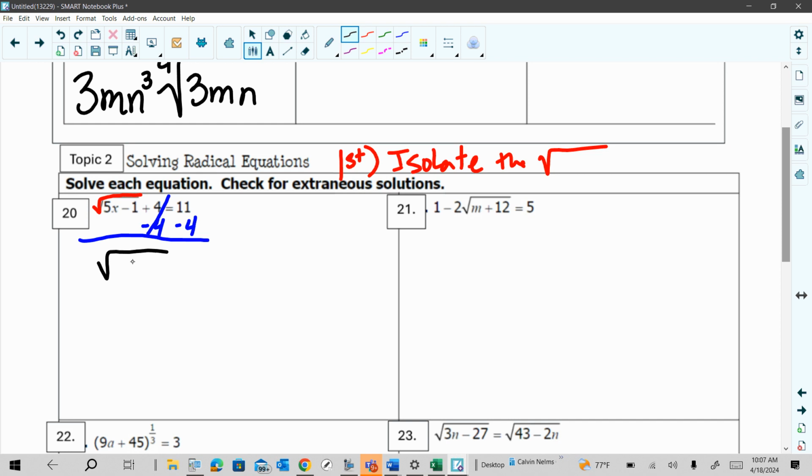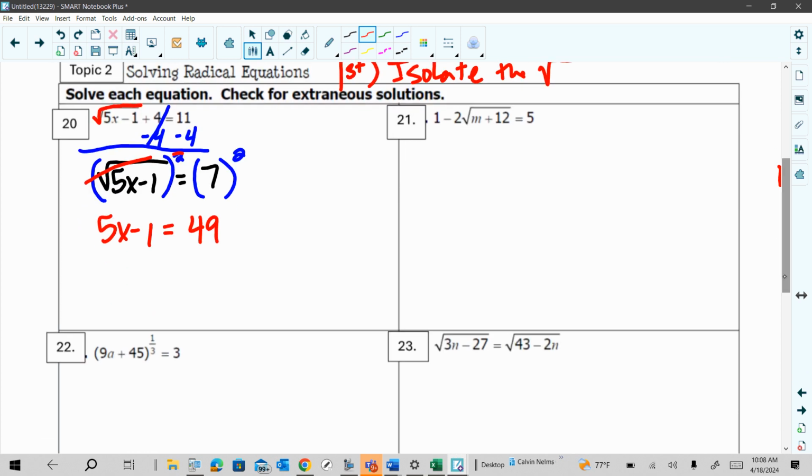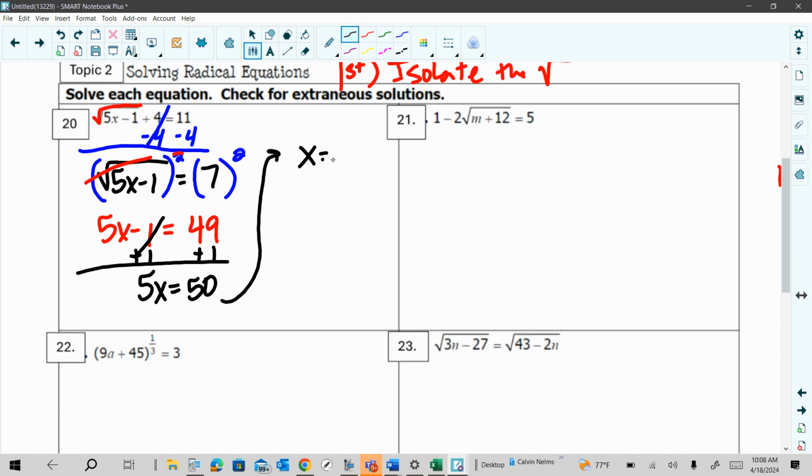Now my radical is isolated, so the square root of 5x minus 1 is going to equal 7. Now I'm going to get rid of the square root by raising both sides to a power of 2. That will basically get rid of this radical symbol. So I have 5x minus 1 equals 49. We're solving for x, so we're going to add 1 to both sides. Our 5x equals 50, which means x equals 10.